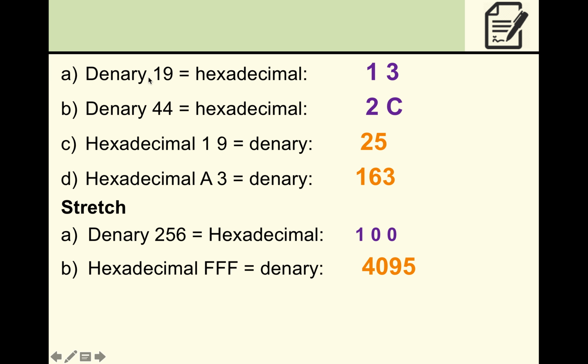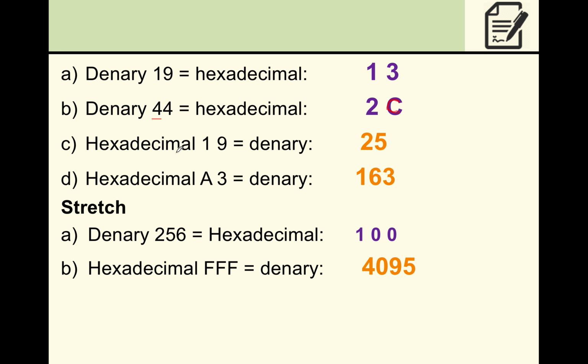So denary 19 in hexadecimal would be: 16 goes into 19 once with a remainder of 3. So the hexadecimal is 1, 3. Denary 44, well, 16 goes into 44 twice with the remainder of 12. So if we remember our table, A was 10, B was 11, and C was 12. So 2 remainder 12, and we convert that 12 into C.